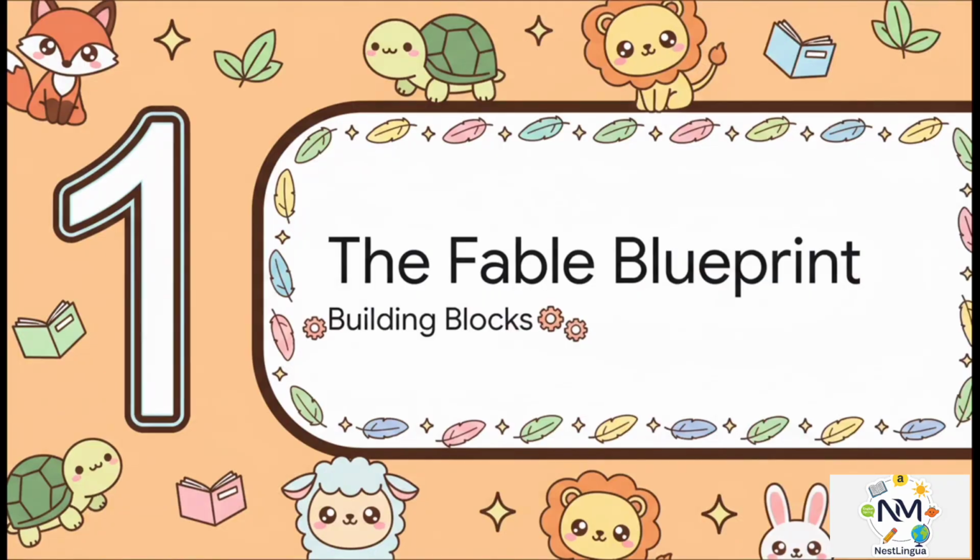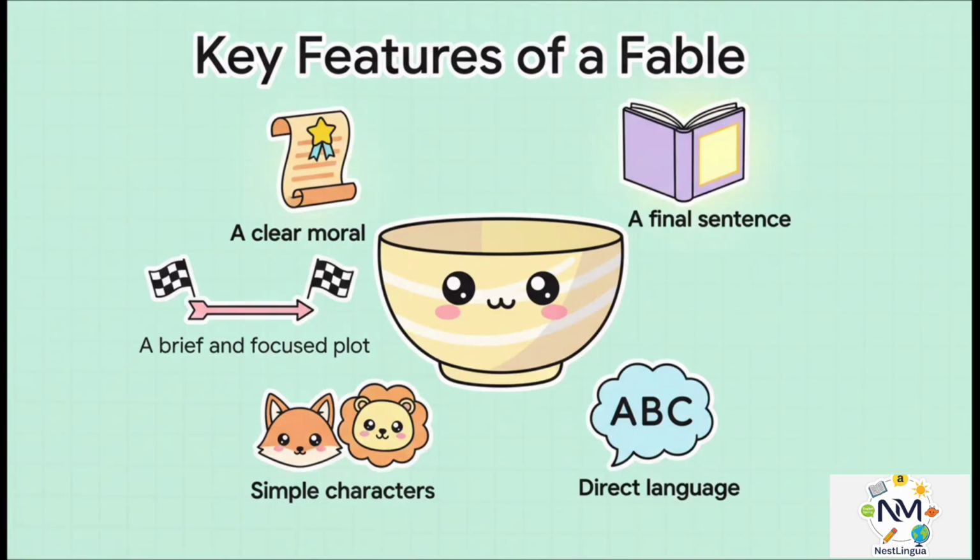Okay, let's get down to business. We're going to look at the fable blueprint. These are the essential building blocks for your story. Think of these as the 5 key ingredients in your fable recipe. First, you absolutely need a clear moral. I mean, that's the whole point, right?